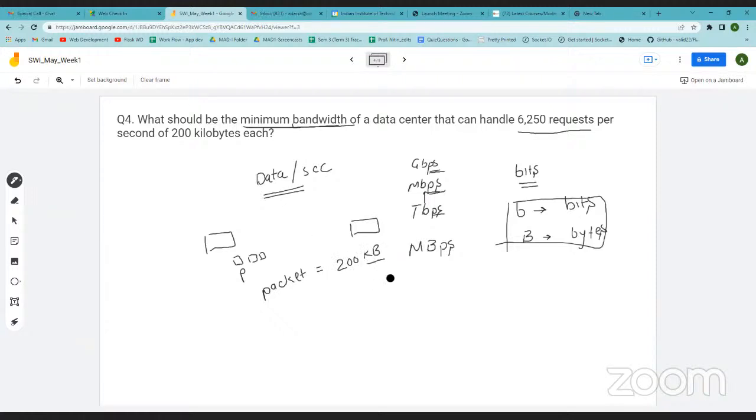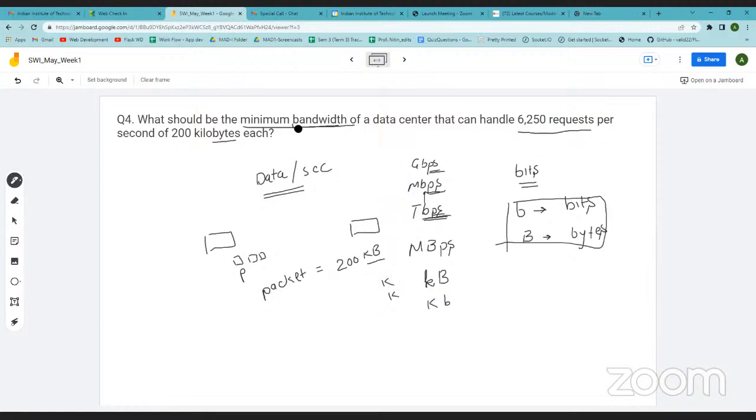If I want to write kilobyte in short, K and B. I'm not really worried about whether it is small k or large k. What worries me is whether it is small b or capital B. So you need to be really aware of the last digits of the unit being given. Here it is written 200 kilobytes, BYTES, so I'll use capital B. Each packet is 200 kilobyte, and I'm sending 6250 requests per second.